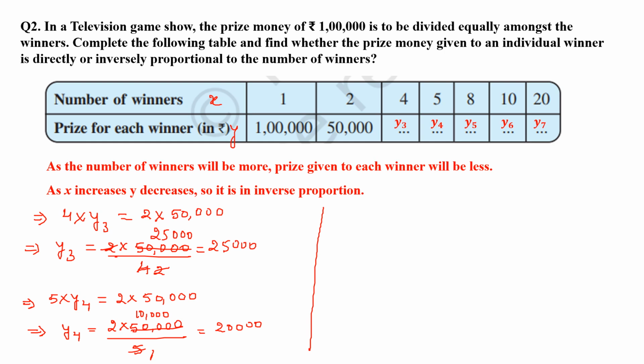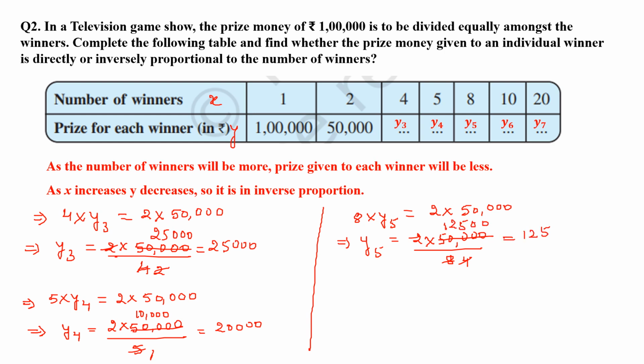y5 also. So from here I can write 8 into y5 is equal to 2 into 50,000. So the value of y5 will be equal to 2 into 50,000 divided by 8. So 2 times 4 is 8, and 4 times 12,500 will give me 50,000. So the answer is 12,500.